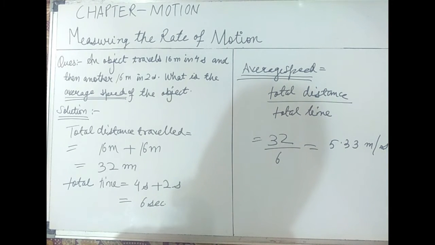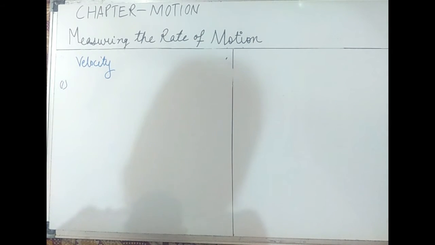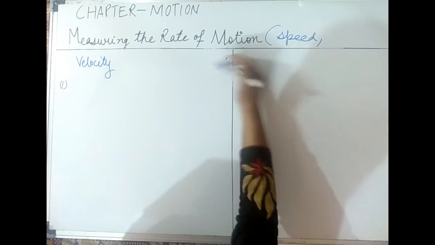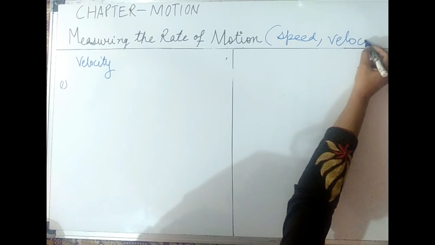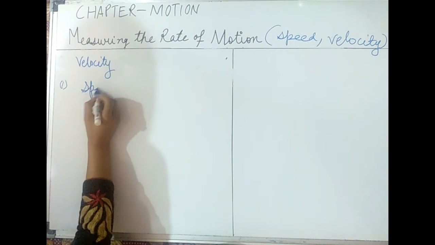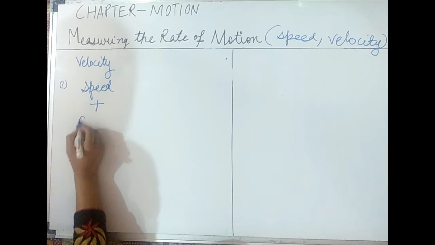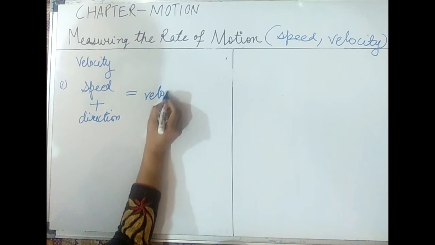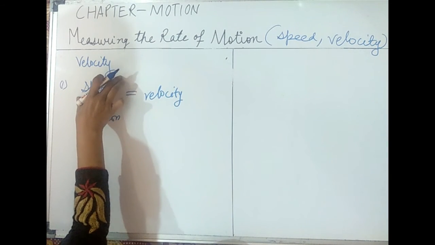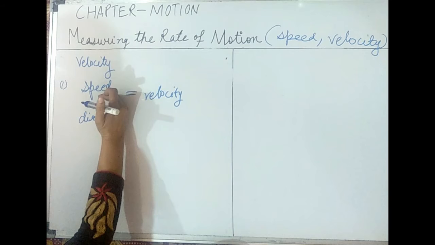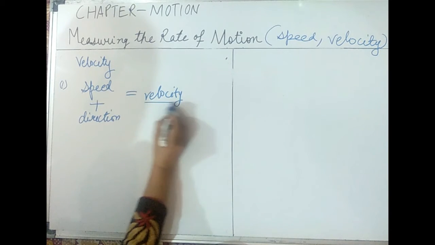Now we will discuss velocity. Just now we discussed measuring the rate of motion. We discussed rate of motion in terms of speed. But rate of motion is speed and velocity both. How? Speed means magnitude, and when we add direction to this speed, it becomes velocity. Speed is the magnitude only. We say the object is moving with 10 meter per second, 20 meter per second. But when we add direction to this magnitude, it becomes velocity.